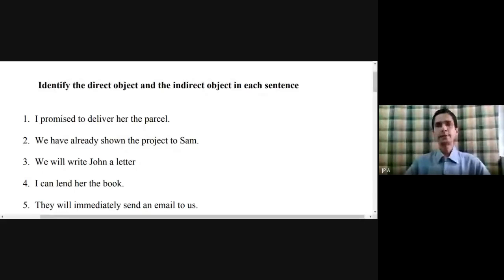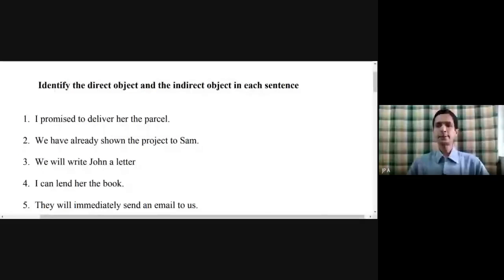Shown is the verb. The direct object is? The project. Yes. The project is the direct object. How do we get that? By asking the question who or what. So shown what? Shown the project. So the project is the direct object and Sam is the indirect object.